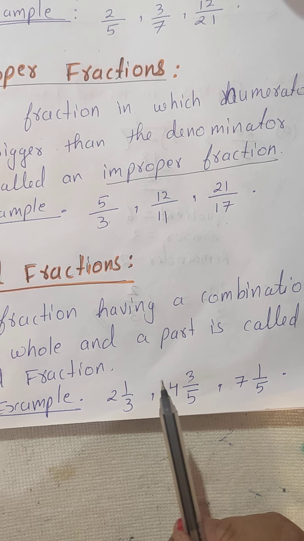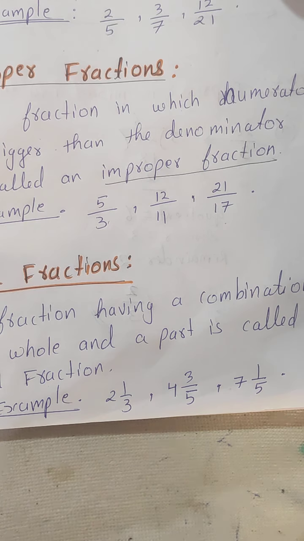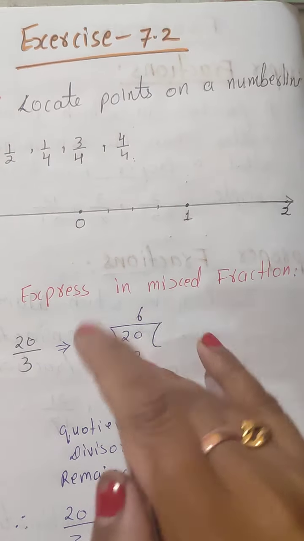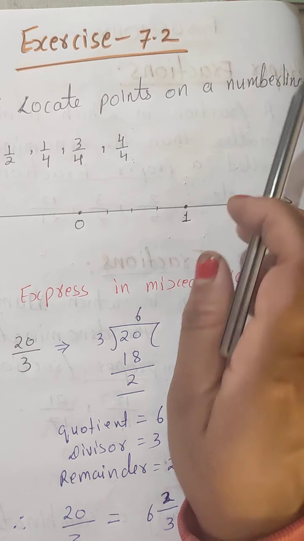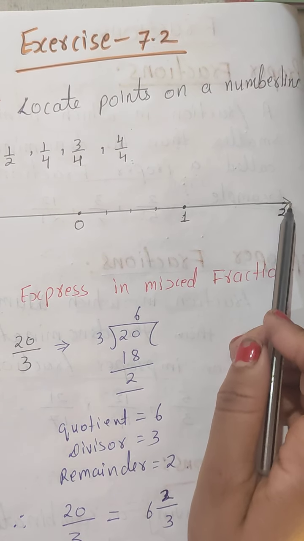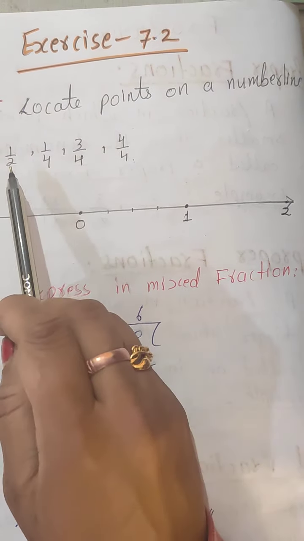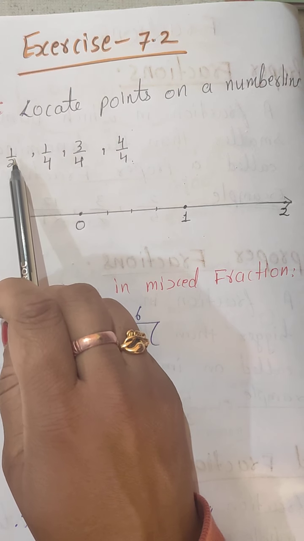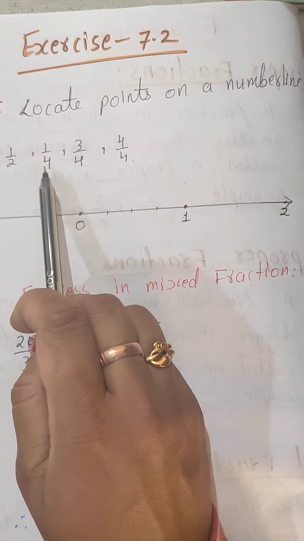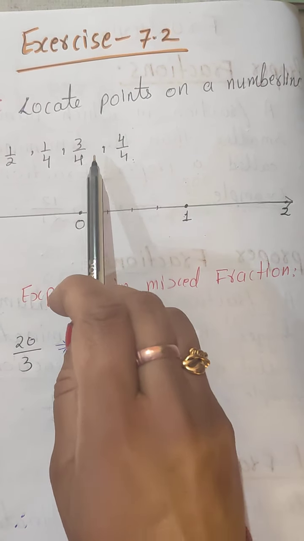Now we are going to start exercise 7.2, in which we will study how to convert improper into mixed and mixed into improper. The first question of exercise 7.2 is you have to locate the points on a number line. You have to locate all these points on a single number line. So you make a straight line and mark the arrows, which represent that this line can be extended on both sides. Now you have to locate these points: 1 by 2, 1 by 4, 3 by 4 and 4 by 4. In the denominator, what is given is 4. That means you have to divide 0 to 1, this distance, into 4 equal parts.